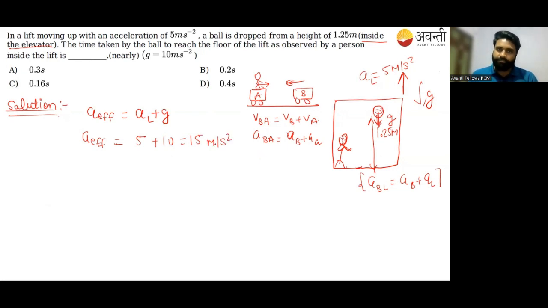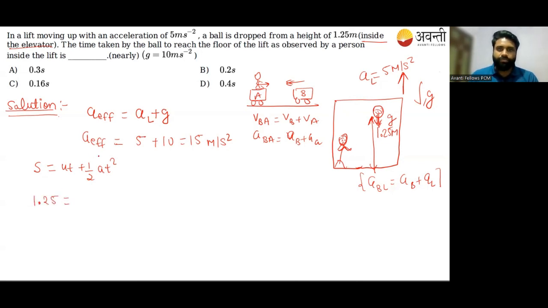square. Got it? Now we have to calculate the time taken by the ball to reach the floor of the lift as observed by a person inside the lift. So we have a value of distance that the ball would cover. It is 1.25 meter. So we can apply the second equation of motion, which is S equals ut plus 1 by 2 at square. But here, this distance is 1.25 meter.